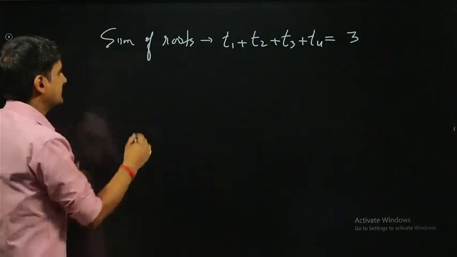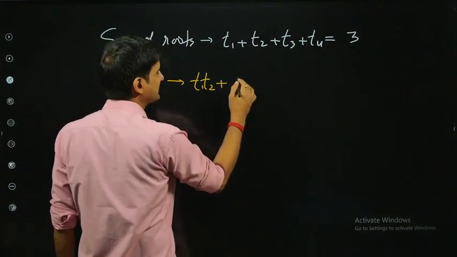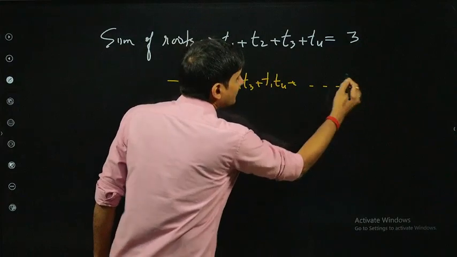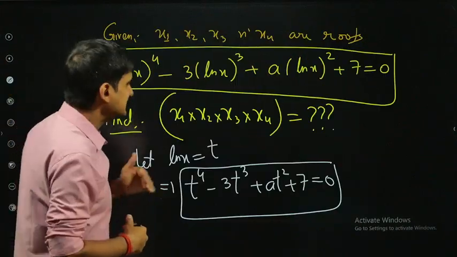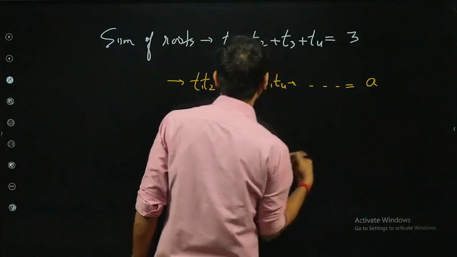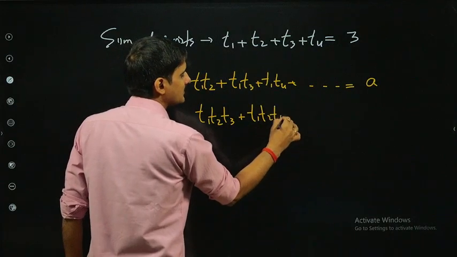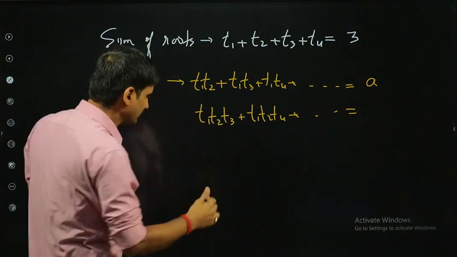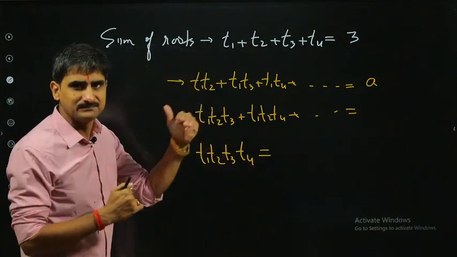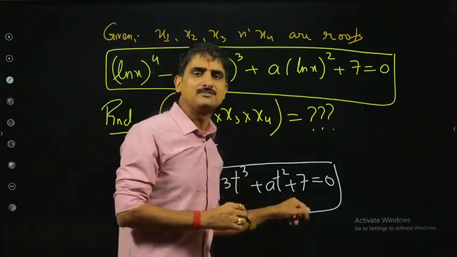Similarly, we can write taken two at a time: product of two roots taken at a time and all those possible pair sums, t1 t2 plus t1 t3 plus t1 t4 plus t2 t4 and so on. That is going to be c by a, where the coefficient of t square is a. Likewise you can write for taken 3 at a time, and so on. Similarly, product of all the roots t1, t2, t3, t4 will be, with the sign minus plus minus plus, 7 here, the constant upon the leading coefficient.